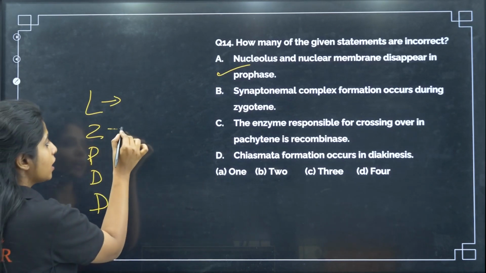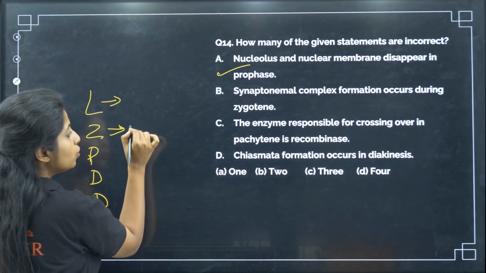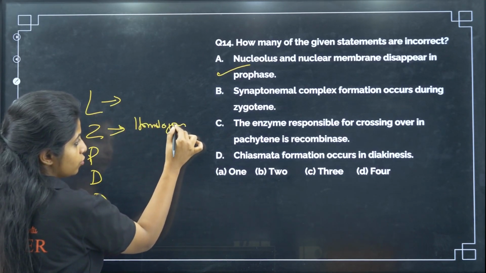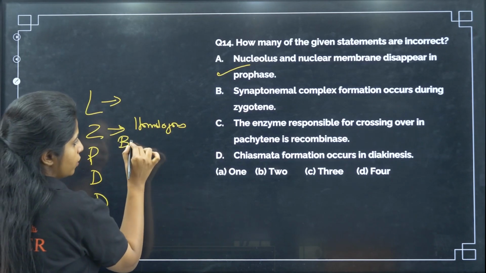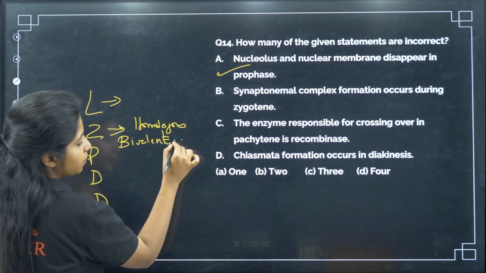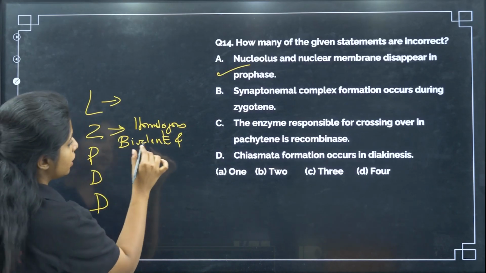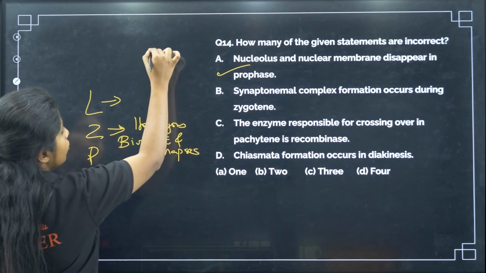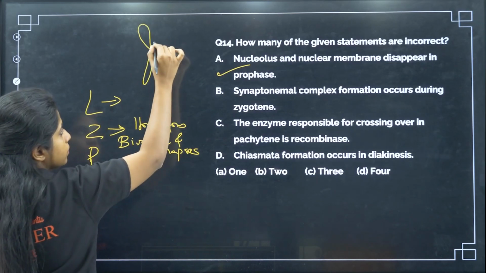Yeah. In zygotene stage, what happens, my dear children? Two homologous chromosomes come together. There is formation of bivalent, and my dear children, this is the stage where synapsis happens. That means homologous chromosome is what? One chromosome here.